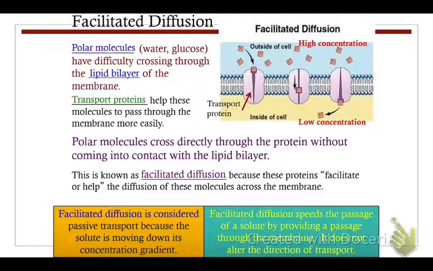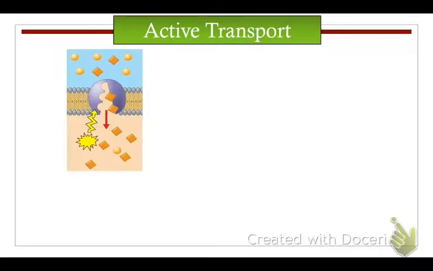Facilitated diffusion really just speeds up the passage of a solute by providing a passage through the membrane. It does not alter the direction of the transport. It just makes it easier. Like you could walk all around this school and there could be no hallways and you'd have to weave in and out of all the buildings and the rooms and the trees and everything, but hallways make it faster, right? Same thing with facilitated diffusion. It just makes it easier to go across.